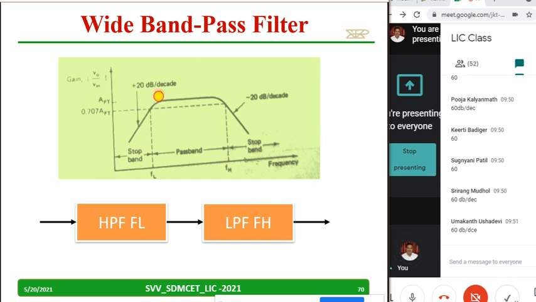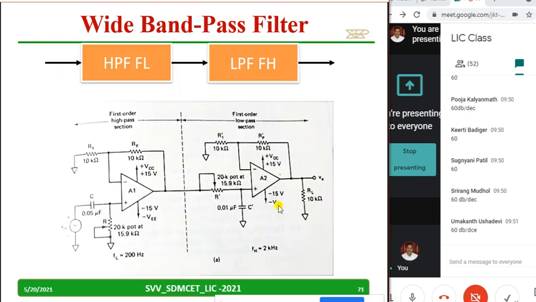No doubt it is having a high pass also, a low pass also. This, if I take a straight line, it is a high pass. If I take this, it is a low pass. So I had to cascade, but how? Which one is first? Why high pass first? Think on that. And similarly, this is the circuit diagram, I am just cascading.